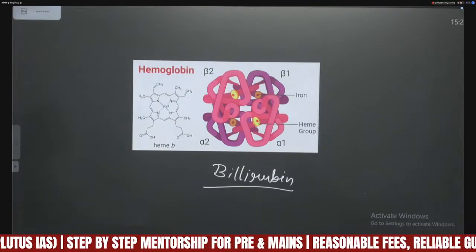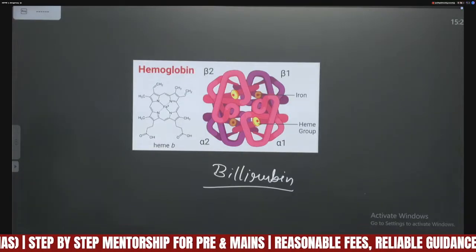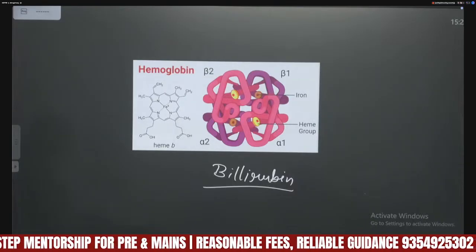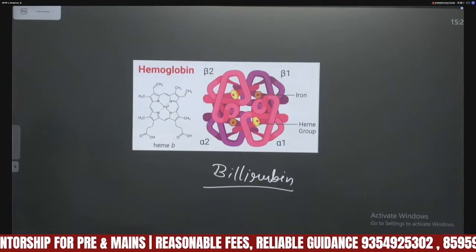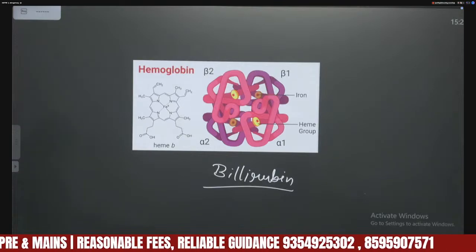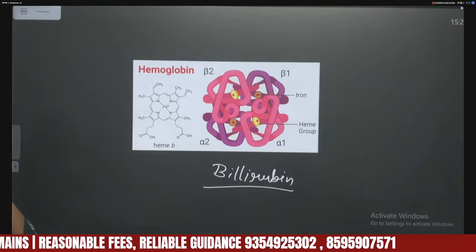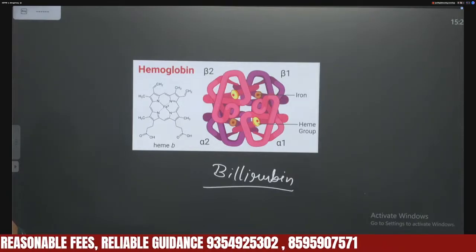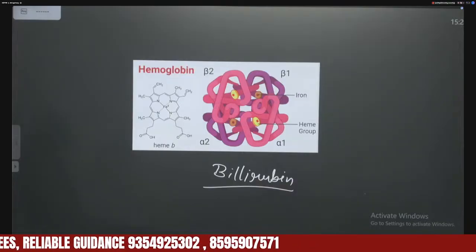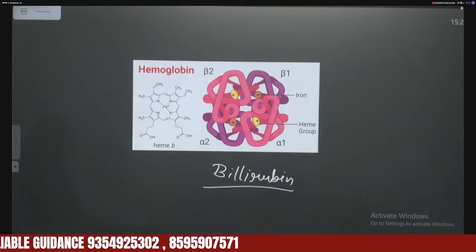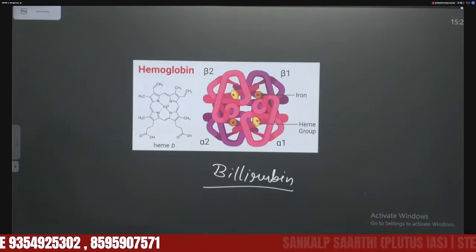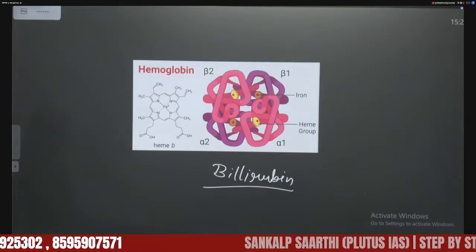Bracket में लिखो the insoluble form of hemoglobin, taken by the liver cells, changed into the soluble form, and then excreted into the bile.